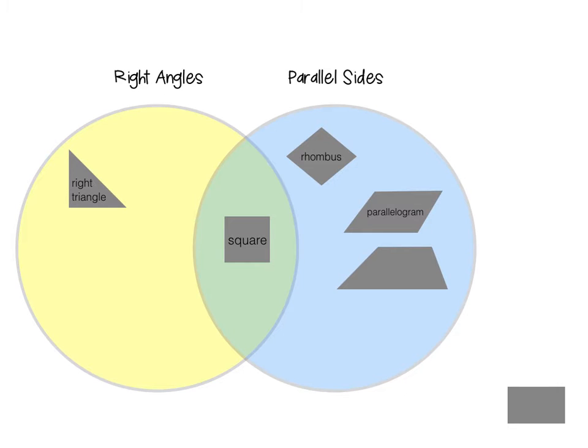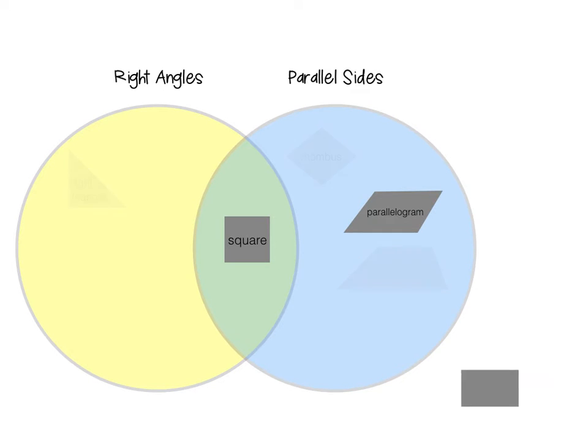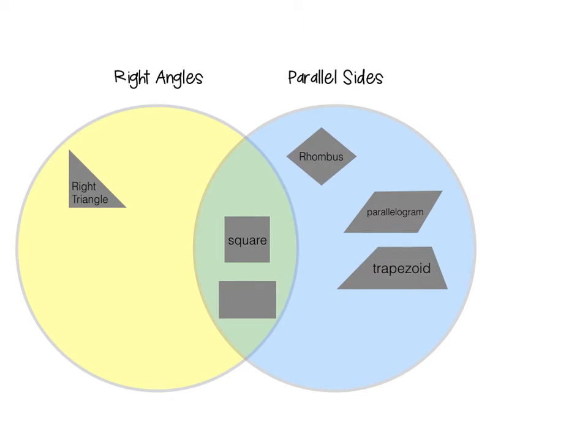And my last shape is a rectangle. Where would my rectangle go? Does it have right angles? Does it have parallel sides? My rectangle does have four right angles and parallel sides. So I can see all of my shapes, and I've got my completed Venn diagram.